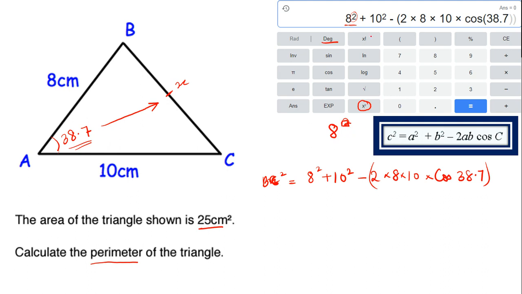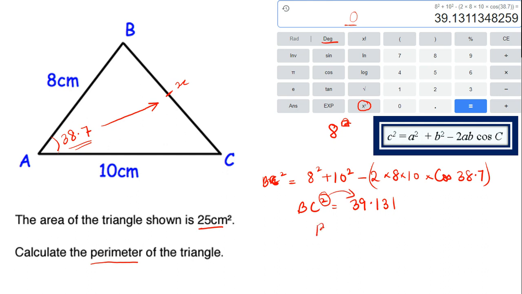So this is how you write 8 squared plus 10 squared minus, just put a bracket here, and then 2 times 8 times 10 times cos 38.7. Make sure again your calculator is set on degrees. And when you press equals, it's 39.1. So this BC squared equals 39.131. Now I have to figure out my BC. I don't want my BC squared. So when a square goes to the other side, it turns into a square root. So BC is going to be the square root of 39.131.